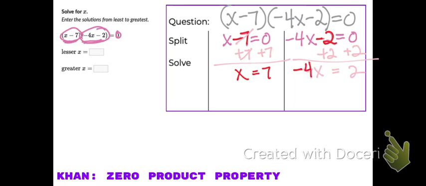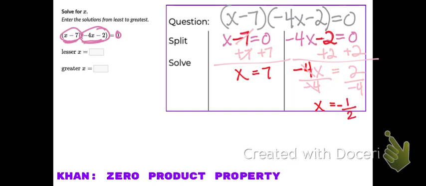Do I add 4? No, this is negative 4 multiplied by x. So I'm going to divide both sides by negative 4. What's the answer for this one on the right? 2 divided by negative 4. So it's a positive divided by a negative, so the answer is going to be negative. So negative 2/4. Can I simplify that fraction? Yeah, that's the same as negative 1/2.